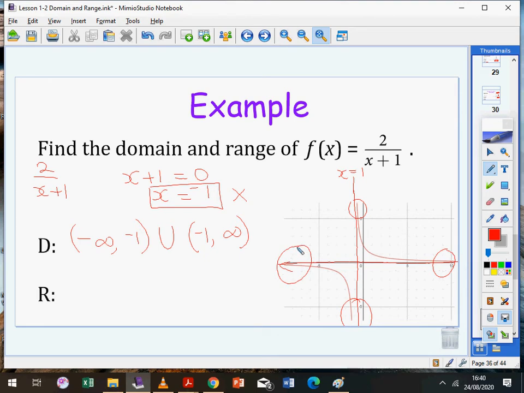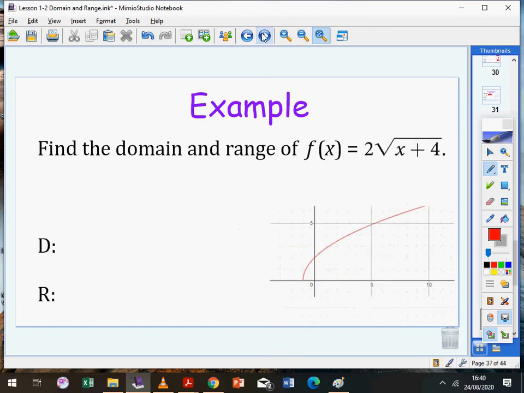So my range will be everything between negative infinity to 0, and, or union, everything between 0 and positive infinity. Please don't forget that curly brackets are not included, square brackets are included.